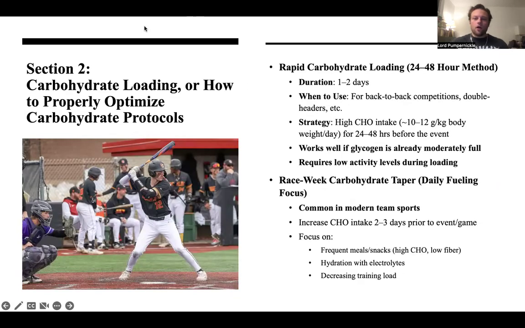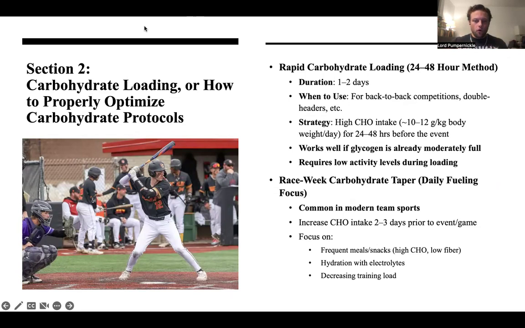Then we look at rapid carb loading, the 24 to 48-hour method. It lasts 1 to 2 days and can be utilized for back-to-back competitions like double headers or long-form tournaments. You have a high carb intake, 10 to 12 grams per kilogram of body weight a day for 24 to 48 hours before the event. It does work well if your glycogen's already moderately full, and it does require low levels of activity before loading.